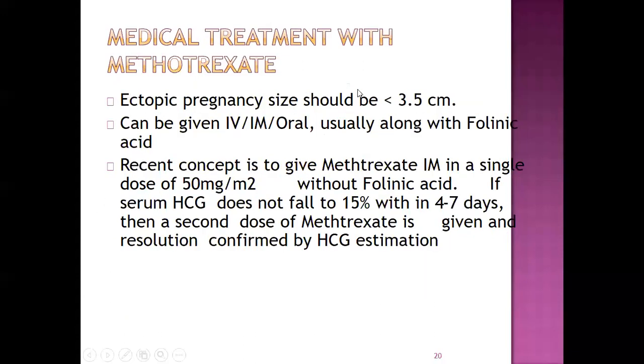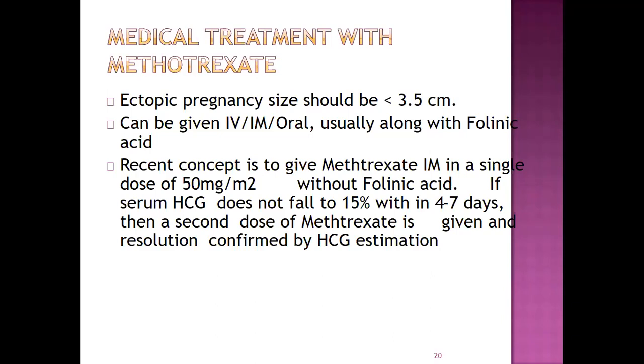Medical treatment is always given when the pregnancy size, you saw the sac, when that sac size is less than 3.5 centimeter, and there is no fetal cardiac activity, and the beta HCG is less than 1,000 to 2,000. Then we will give IM, IV, or oral methotrexate with the folinic acid cover, because this is an anti-folate drug.